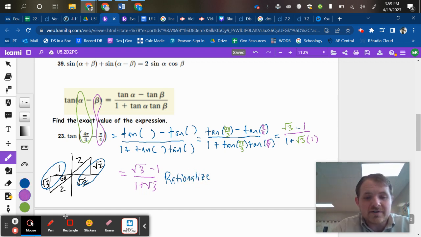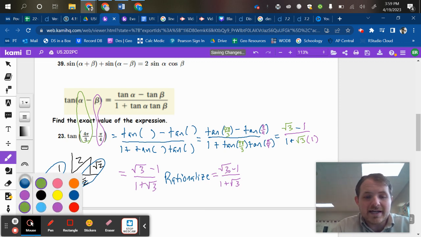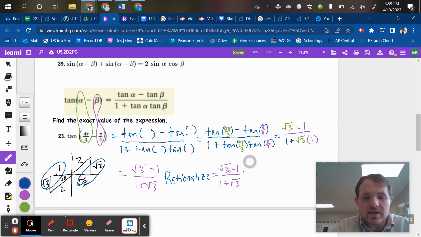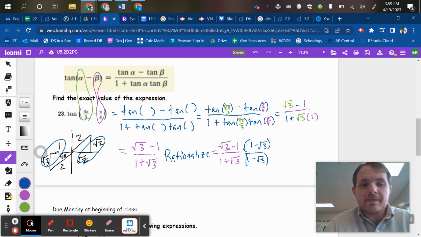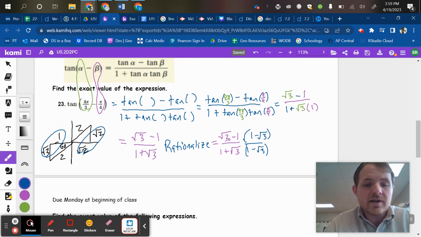And that's where you're going to have to multiply by the conjugate. So I'm going to copy that and multiply by that conjugate, which would be 1 minus square root 3 over 1 minus square root 3. Again, try not to get too stressed about the rationalizing because that's just for another day here. Now, you're going to have to FOIL the top and FOIL the bottom.